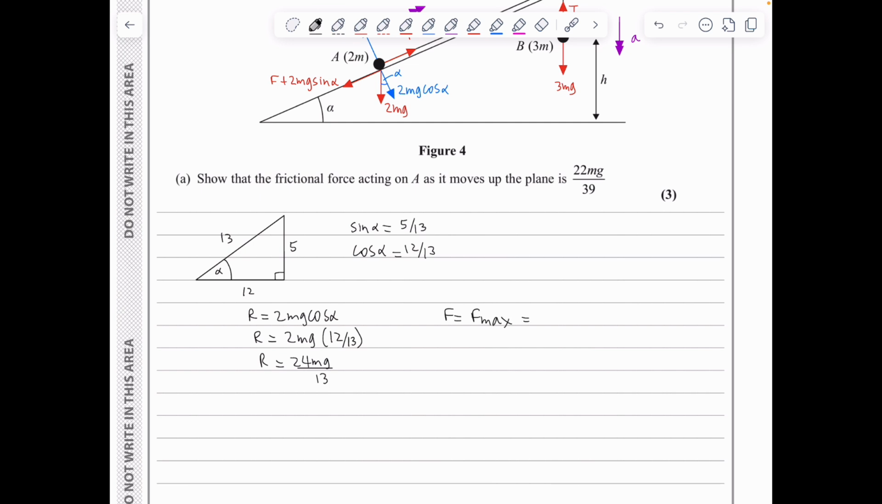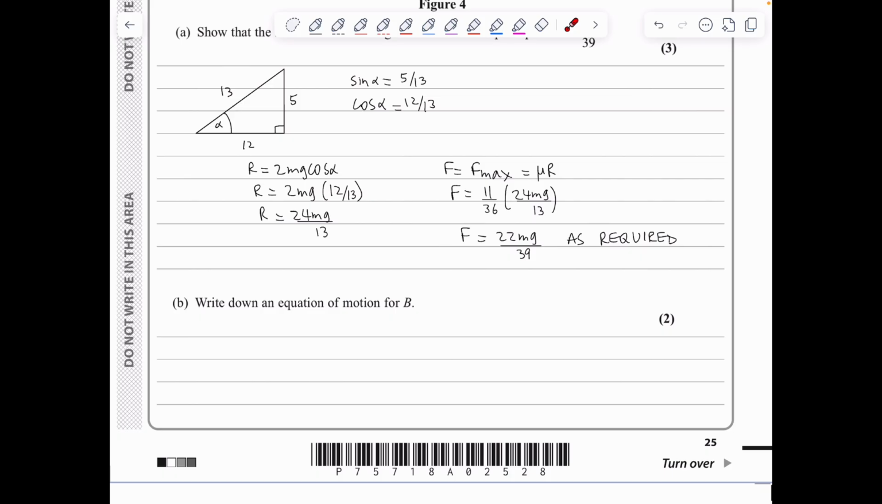I can then proceed with the fact that the friction is attaining its maximum value, so F is F max, it's equal to μR. So we are told that the μ is 11/36. The reaction R, we found this to be 24mg/13. So if we do this calculation, we arrive at capital F is 22mg/39 as required.